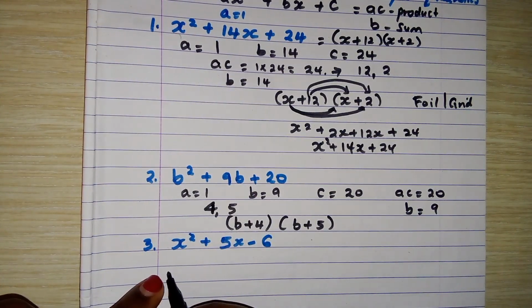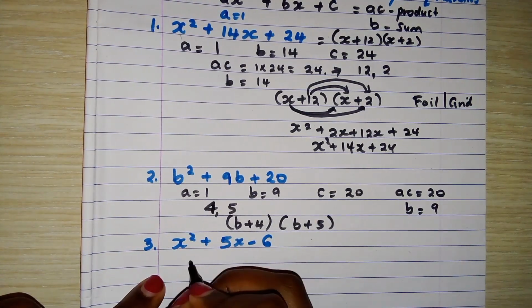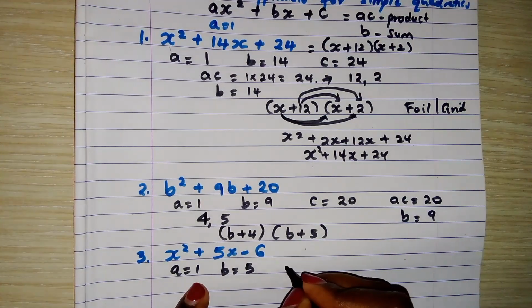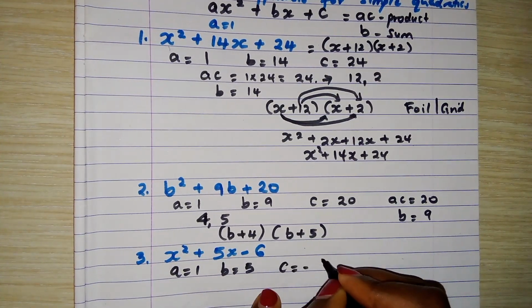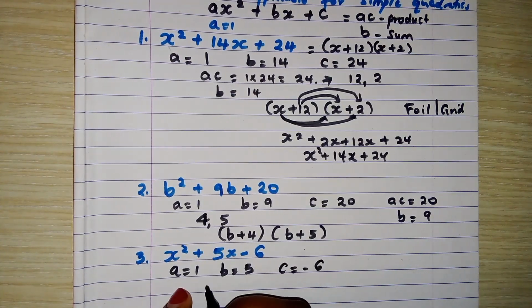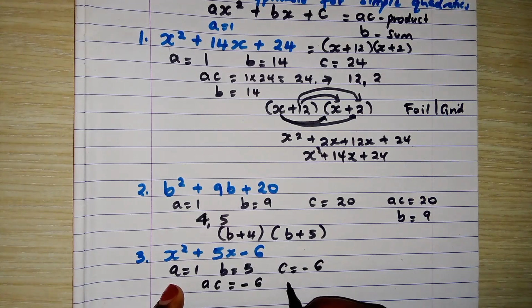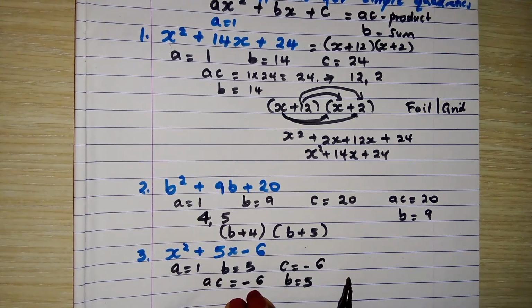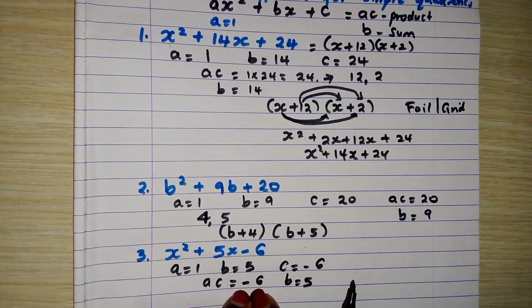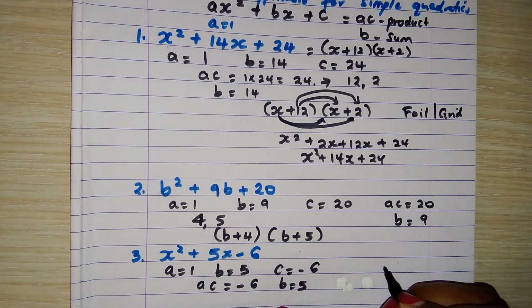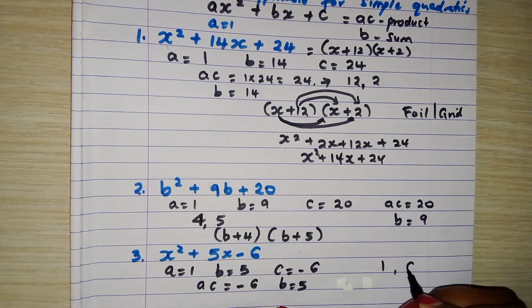Okay, the next one, number 3, x squared plus 5x minus 6. Our A is 1, our B is 5, and our C is negative 6. So we want AC, which is 1 times negative 6, is negative 6, and then B is 5. So two factors that will give us a negative 6 and a sum of positive 5. That would be 1 and 6.